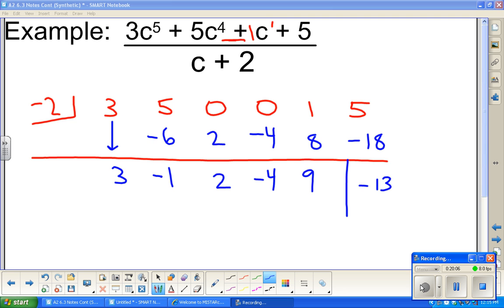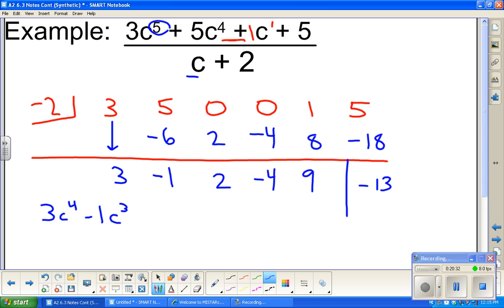Okay, so I did my little process, got all my numbers. This one has a remainder. That's okay though. What we just need to do is know how to write the final solution now. So we started fifth degree, right? And since we divided by a first degree, our answer is going to start fourth degree. And these are the coefficients in order. So it's 3c to the fourth minus 1c to the third. So we just decrease the exponents as we go down. Plus 2c squared minus 4c. Then we got a plus 9.